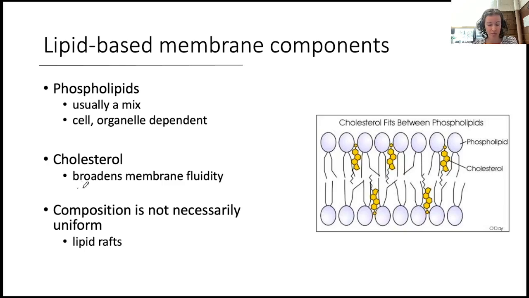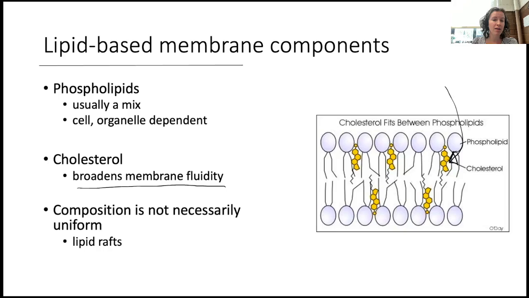It's important because it broadens membrane fluidity. It makes membranes more fluid because we have that cholesterol sticking in there, getting in the way of some of those lipid tails, disrupting some of those nice London dispersion forces. So it makes membranes more fluid, but also because cholesterol has this four-ring structure, it does add a little bit of structural integrity through its own rigidity.